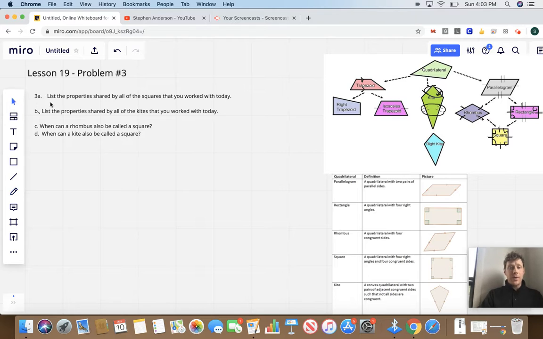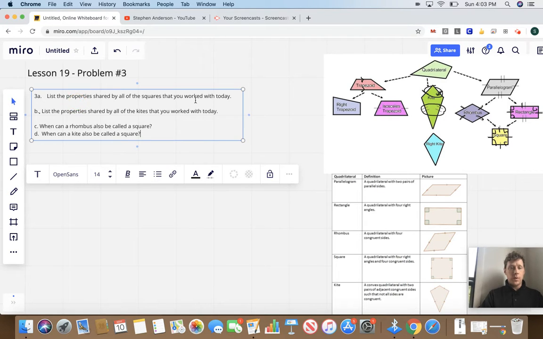Let's list the properties shared by all the squares we worked with today. Well, they all have four right angles. They all have the same side length. And they all have four sides. Okay.